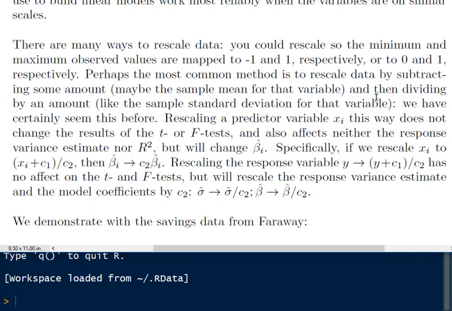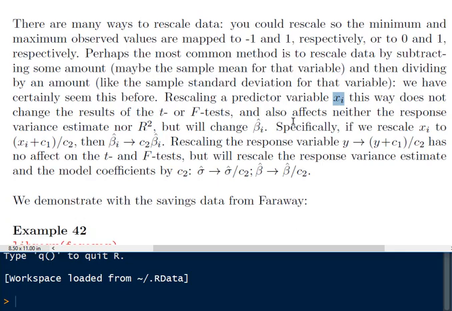If you rescale a predictor variable x_i, the ith predictor variable, by subtracting the sample mean of the values on the ith predictor from each one of those values, and then dividing by the sample standard deviation, it's not going to change the results of the t or the F tests for significance on those coefficients. It also isn't going to affect the response variance estimate, the common sigma squared. It's also not going to affect R squared, but it will change the slope estimate.